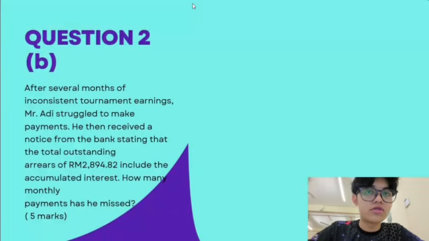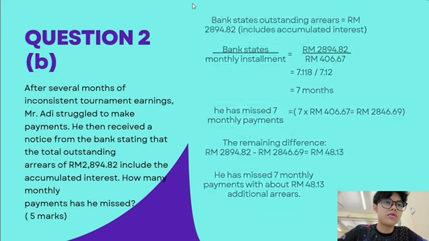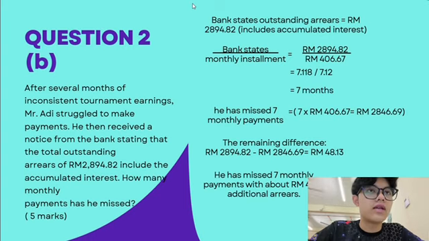Question 2, part B. The question is, how many monthly payments has he made? Take out all the important information, which is the bank states outstanding arrears equal to RM2,894 and 82 cents, which includes accumulated interest. After that, we use the formula: bank states over monthly installment. So 2,894 ringgit and 82 cents over 406.67, which we will get 7 months.